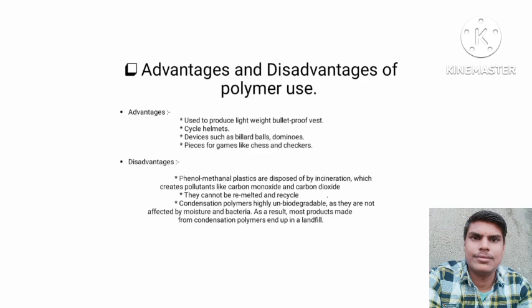Today we discuss the topic advantages and disadvantages of polymer use. Advantages: used to produce light-proof, bulletproof vests, cycle helmets, and devices such as billiard balls and dominoes. Dominoes means small flat rectangular blocks used as gaming objects. Dominoes are made of rigid materials such as wood and plastics.